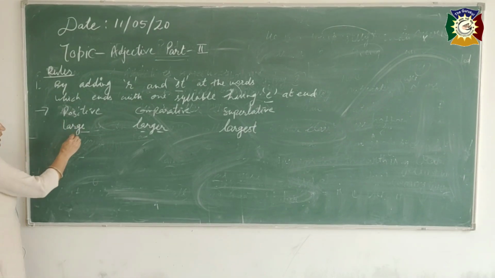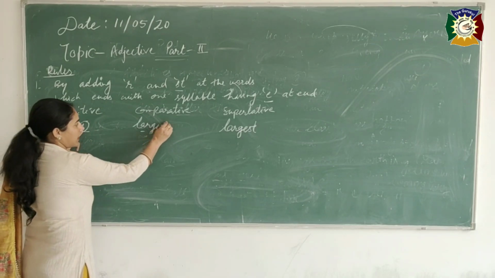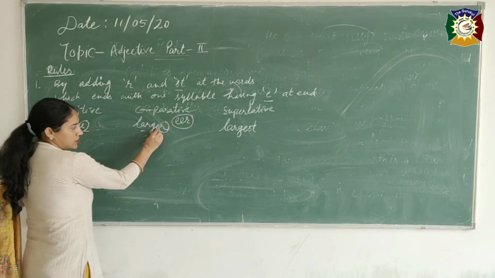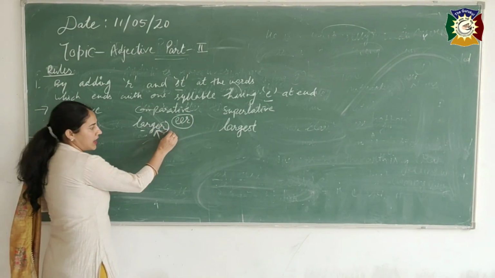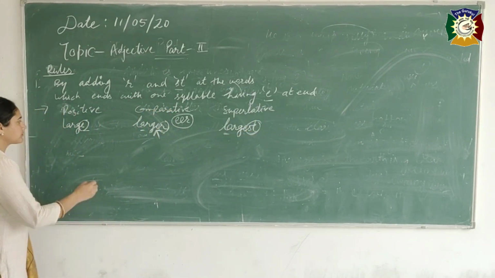So large, it ends with E. So we add just R. Need not to put double ER. No, E is already here, so we have to write just R. Largest, we have to add just ST. Okay.